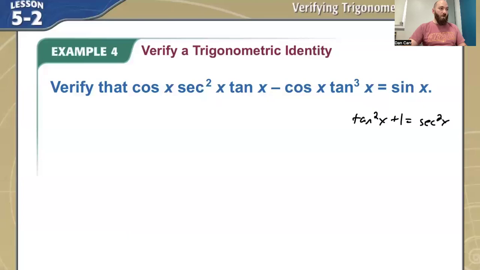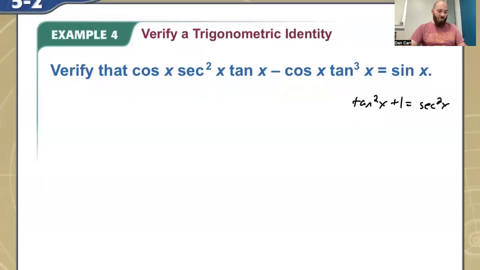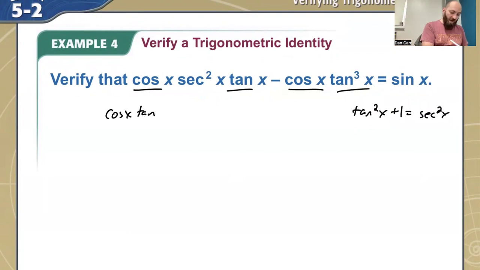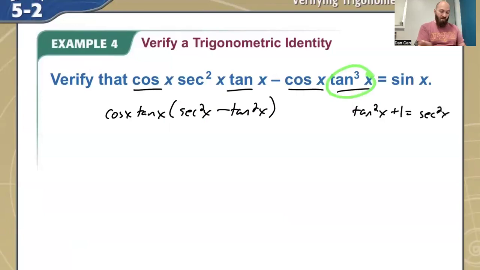Okay, so we got another one here. We got cosine x secant squared of x tangent x minus cosine x tangent cubed of x. Does that equal just sine of x? Whew. First thing I notice when I look at this is we've got cosine x tangent x in both of these terms. So I can factor out cosine x tangent x out of both of these. What we're left with is secant squared x minus tangent squared x. Because remember, I had tangent cubed, so I factor out one tangent and I'm left with tangent squared.